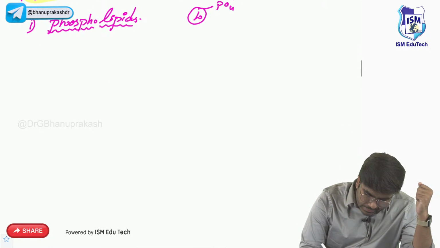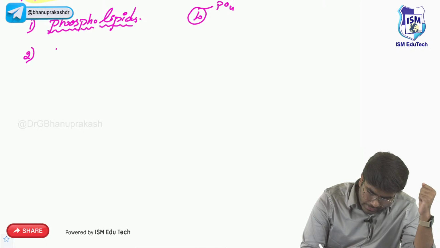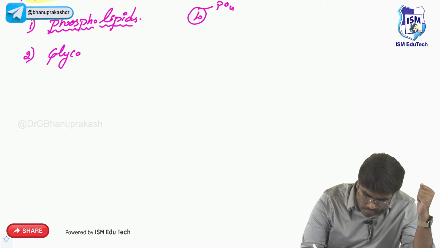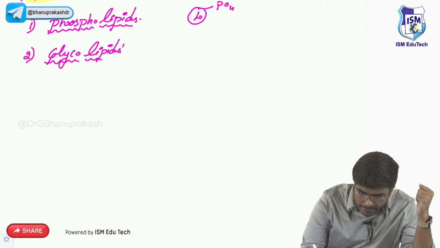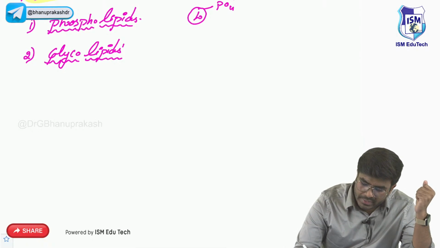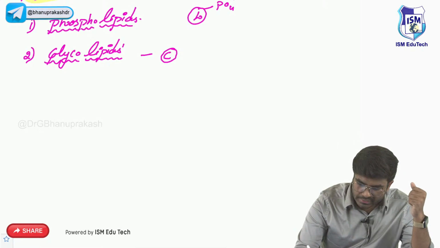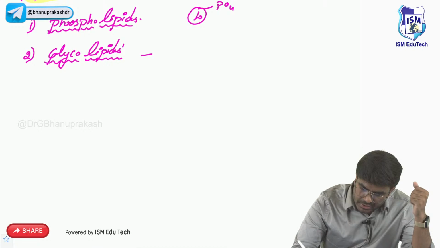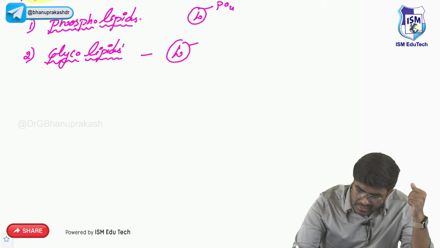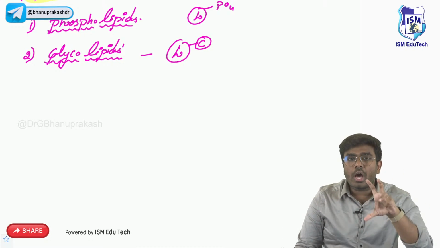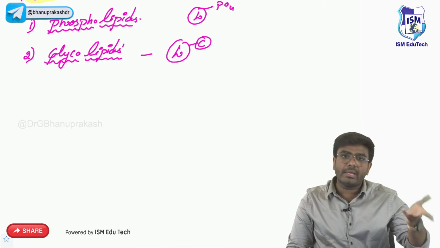Now, the second type of lipids are glycolipids. Glycolipids are there in the cell membrane. So what exactly is a glycolipid? It's a lipid on which there is a carbohydrate attached. So a carbohydrate-attached lipid is called a glycolipid.